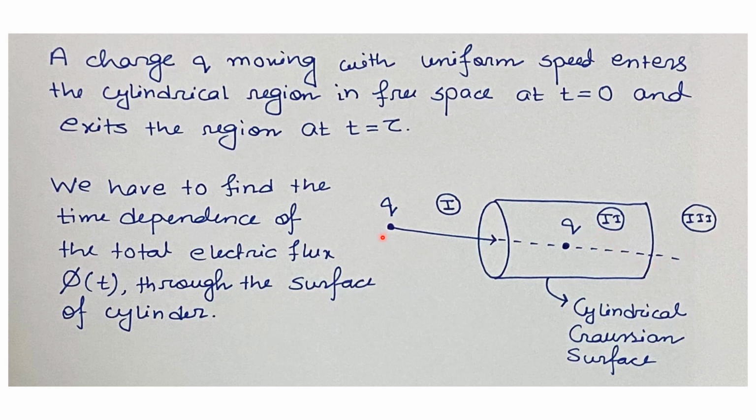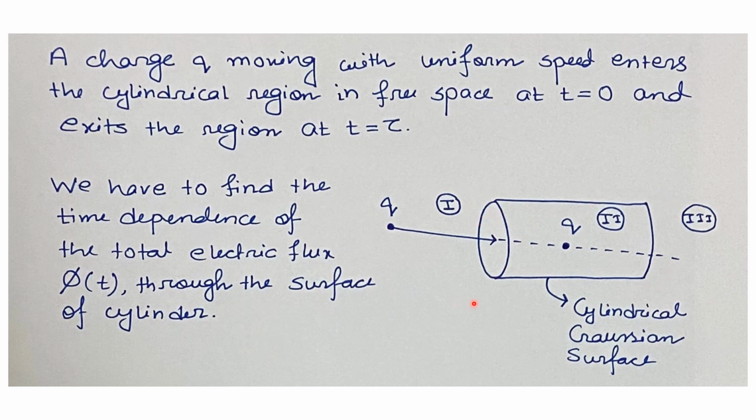So charge is initially at region 1 in the free space. So it is coming towards the cylindrical region and it enters through this surface of the cylinder and it enters the region 2. Then it travels through the cylinder for the time interval t equals to tau. Then again it exits and enters the region 3, which is free space. So we have to find the time dependence of total electric flux phi as a function of t through the surface of the cylinder. So that's the surface of the region 2.